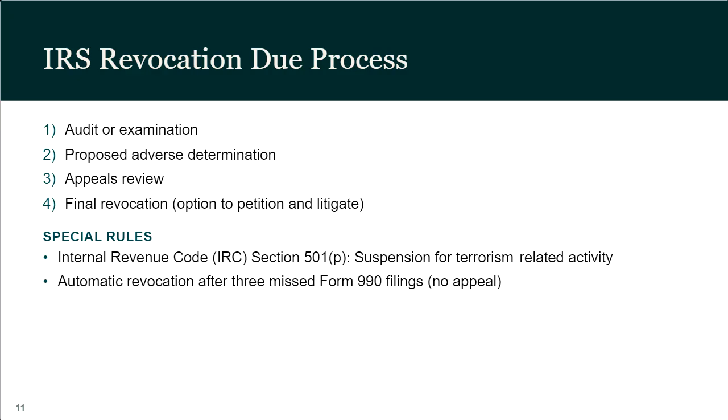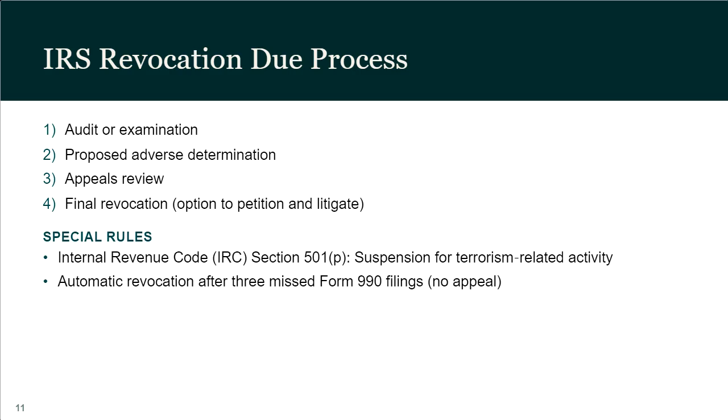There's conversation happening with the taxpayer, and if you have your CPA tax advisor involved, usually we're involved in those conversations too. They issue a proposed adverse determination. Essentially, that means, hey, we think you should lose your tax-exempt status because you've done activities that don't conform to your exempt purpose within our systems. You can then do an appeals review, and if that turns out no, they can do a final revocation. You do have the option to petition and litigate, of course. So it's a long process in order to lose your tax-exempt status.